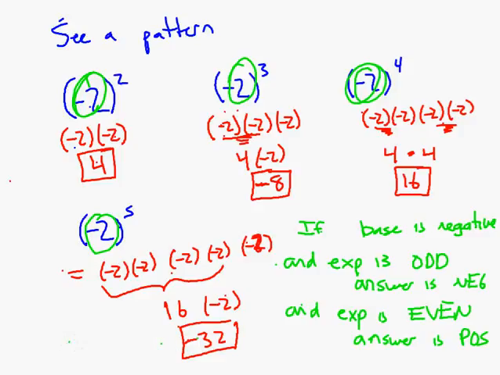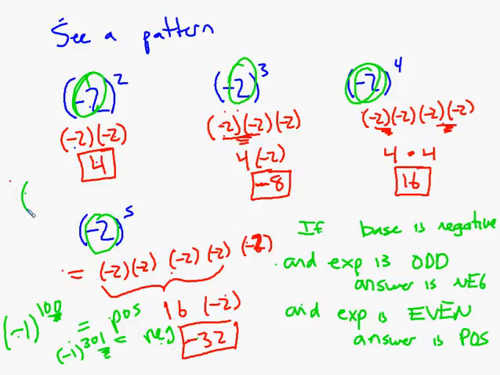So I could give you negative 1 to the 100th power. Is that positive or negative in the end? Well, it'd be positive. Why? Because it's an even number right there. If I had negative 1 to the 301, is our answer positive or negative? It'd be negative. Why? Because my exponent is odd.